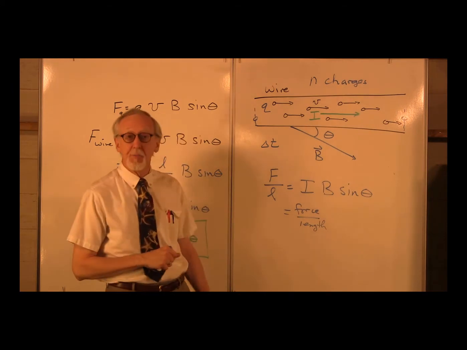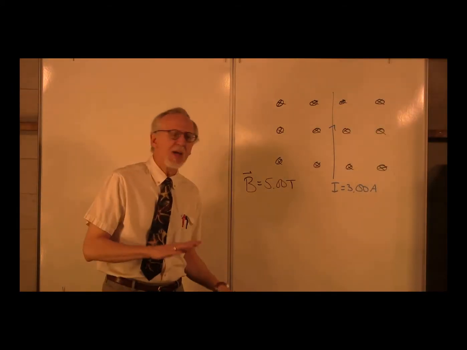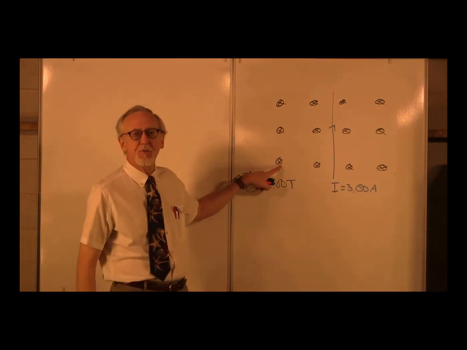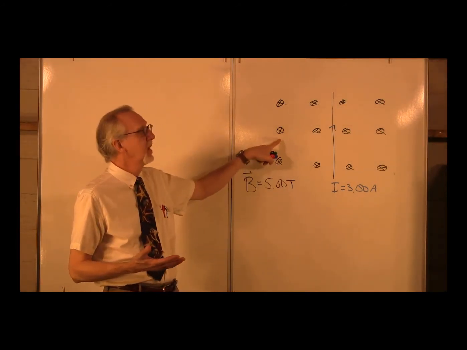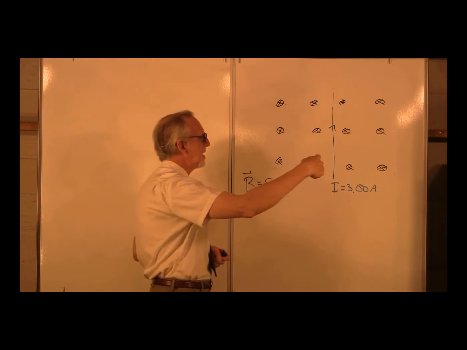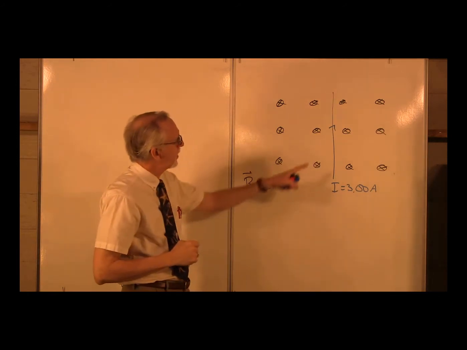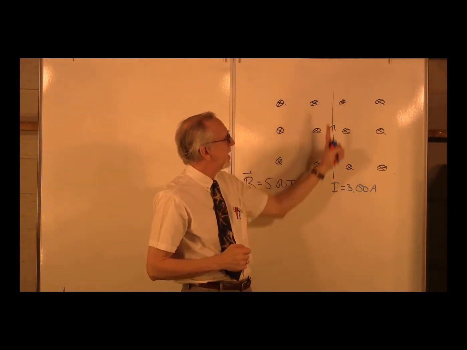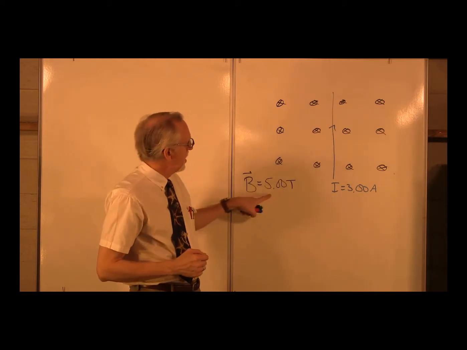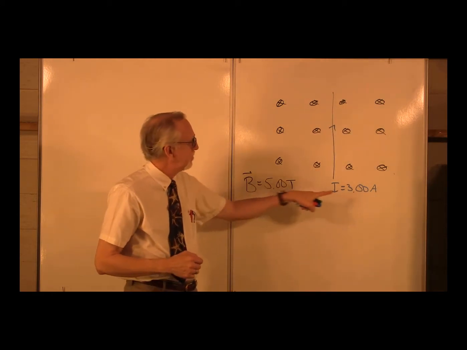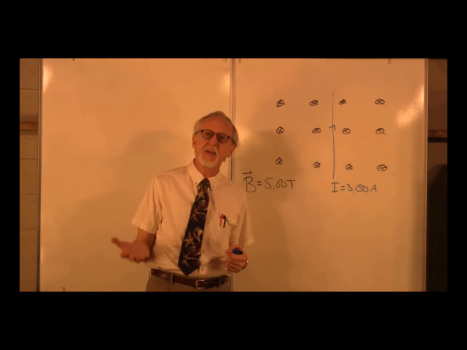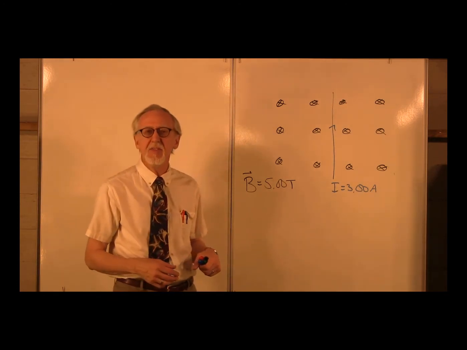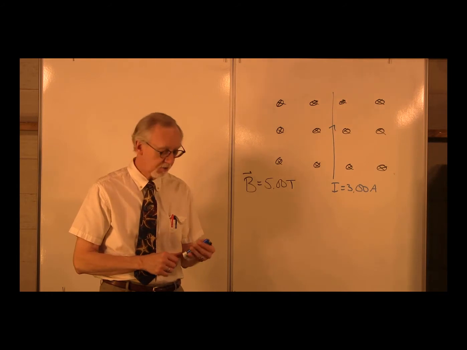Excellent. Let's stick some numbers in here. Let's imagine we have a magnetic field pointing in this direction. What's this direction? Think about the symbol into the board. So we have a magnetic field pointing into the board and a current that's pointing up this way. The magnetic field is 5 Tesla. The current is 3 amps. Let's figure out what is the force per unit length on the wire, and then we'll put a length in there and figure out what's the force on that particular length.